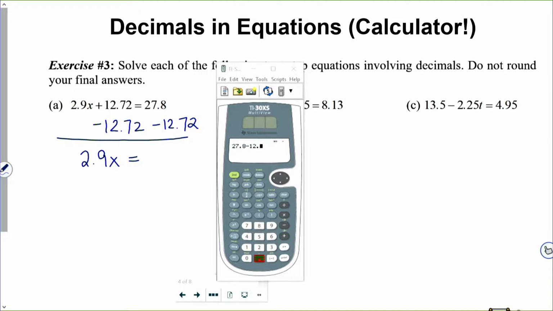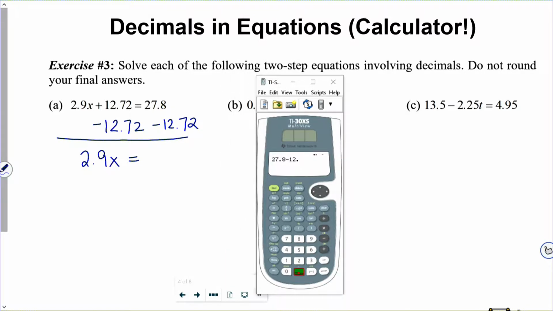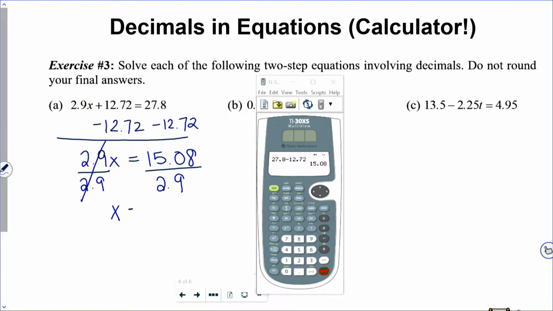12.72. There we go, that worked. Gives me 15.08. Now I want to divide both sides by 2.9. That'll cancel.